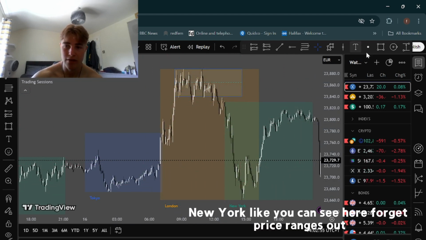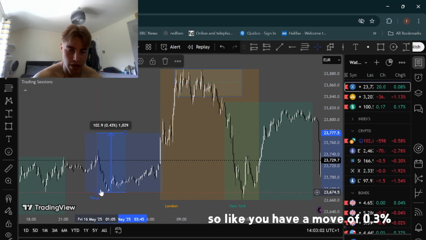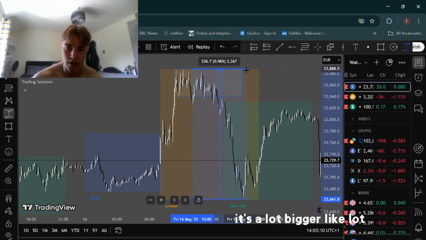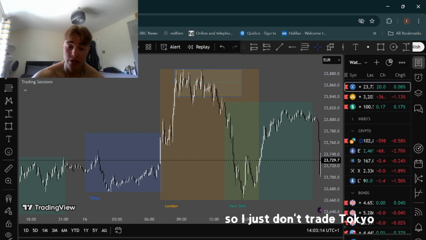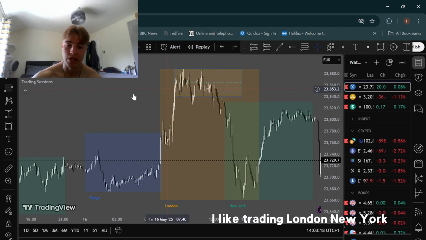Like you can see here, if we get price ranges out. So you have a move of 0.3%, but if you go to London or New York, it's a lot bigger. Much bigger moves, and that's where a lot of the volume comes in. So I just don't trade the Tokyo Asian session because it's too late. I like trading London, New York.